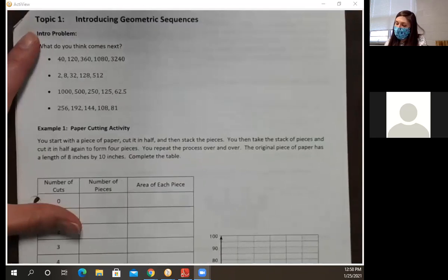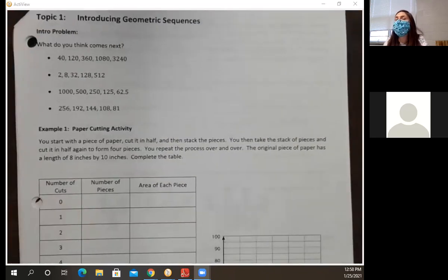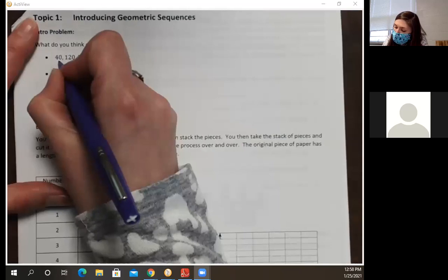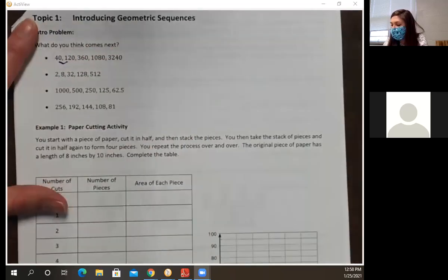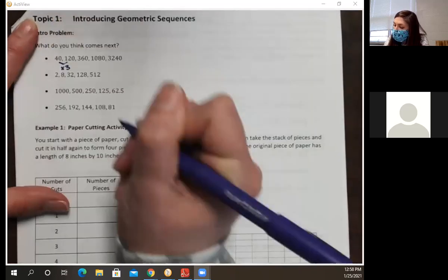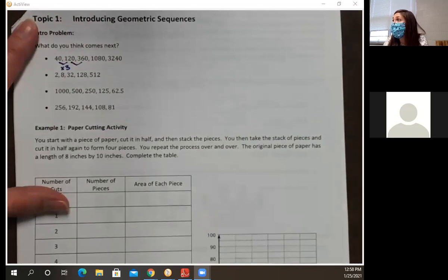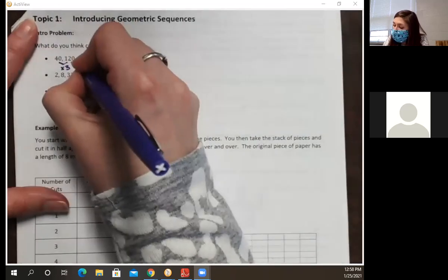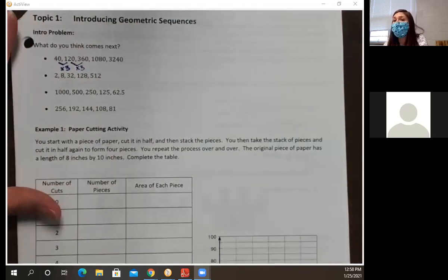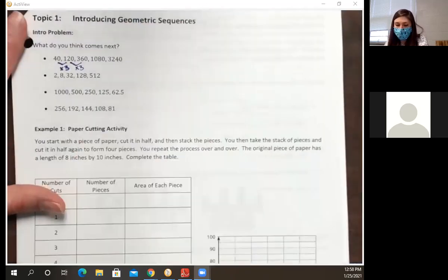Okay. So again, the big idea for a sequence is that I have a rule that I can use every single time to get to the next term. Okay. So how could I get from 40 to 120? Multiply by 3. Will multiplying by 3 take me from 120 to 360? Yeah, will it work for every single one of these terms? I can always multiply by 3. So what would be the next term?